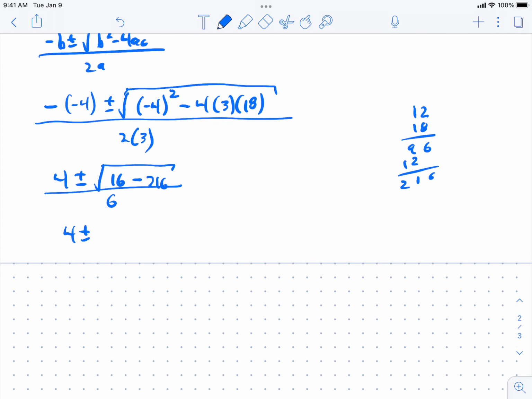4 plus or minus. Now looking in here, 16 take away 216 is going to be negative, right? So I like to just get ahead of the game and put my i in front. Just take care of the negative inside right away. The square root of a negative always just gives you an i in front, and then you don't have to worry about the negative anymore. So 16 take away 216 is negative 200. So again, I handle the negative by putting the i here. And then that's all over 6.